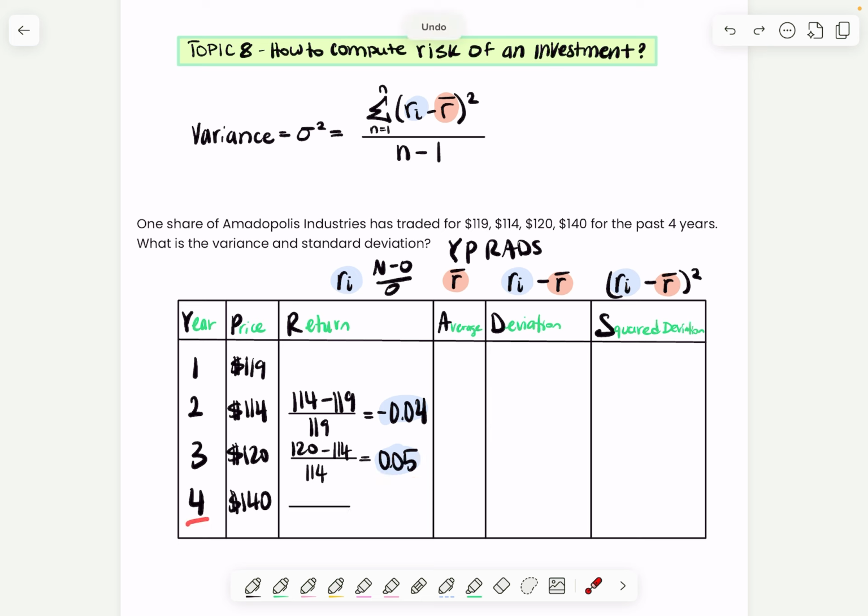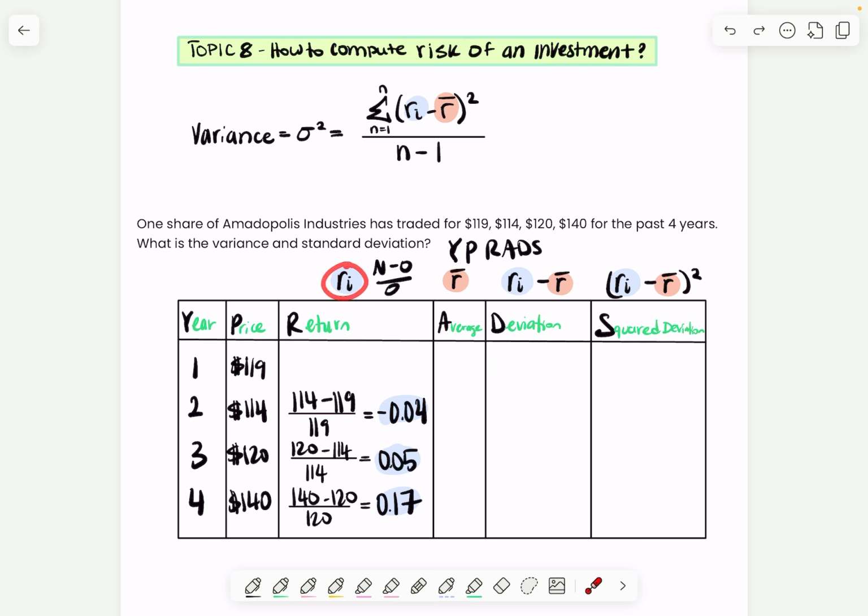Now for year 4, fraction, new price is always the number right next to it, so 140. Write the new price for the new year, minus the old price, which is the price for the previous year, which is 120, and then you divide by that same number because they're the same. If you put that into your calculator, you get 0.17. So this is the return in year 4.